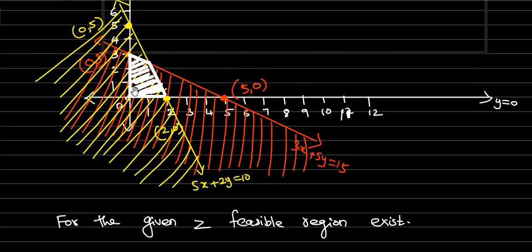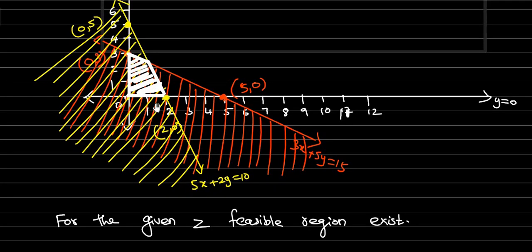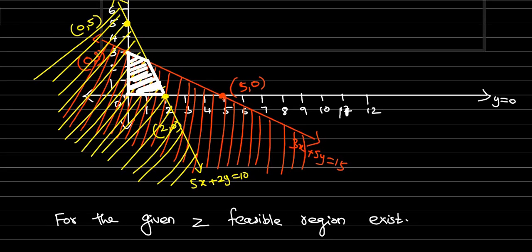Are we getting a closed figure or not? It's closed, it's not open. Then it is bounded, and for the bounded region we can identify the corner points very well. So here this point is 0 comma 0, this point is 0 comma 3, this point is 2 comma 0, and we don't know this point, right?